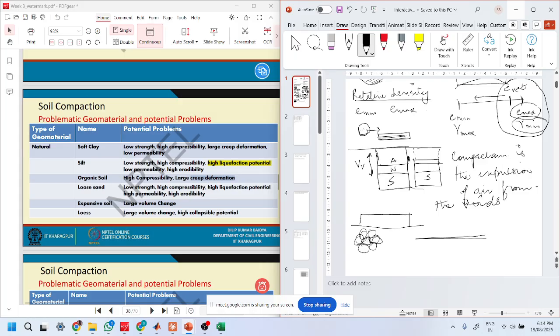Then internally we can say a chemical type of change starts to occur in the soil, which results in creep deformation. It is not because of change in the voids. It is because of change in the volume of the solids. Now, creep deformation is, as I said, because of the change in volume of solids.